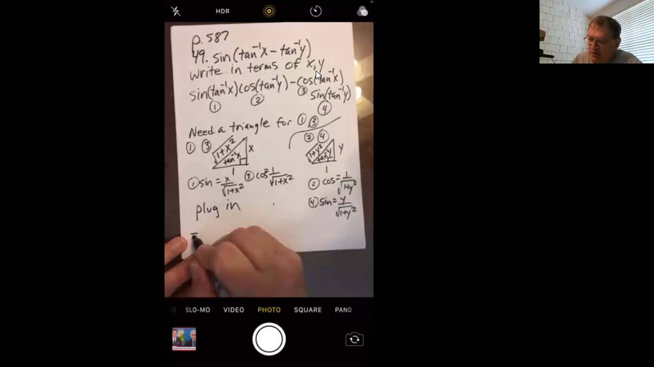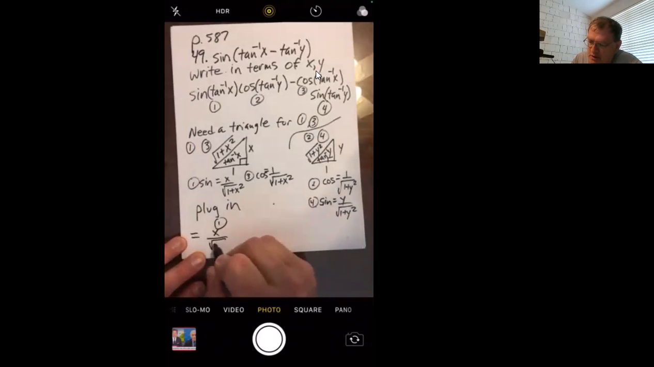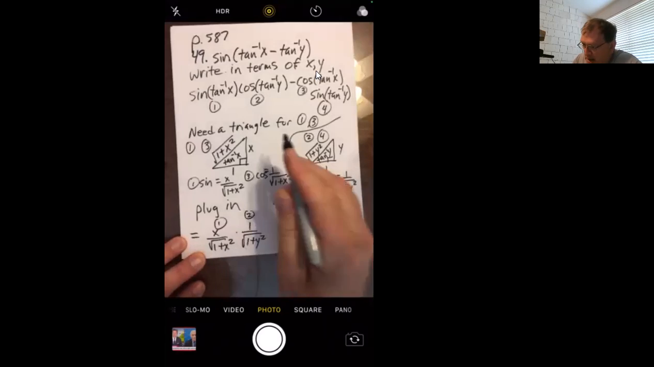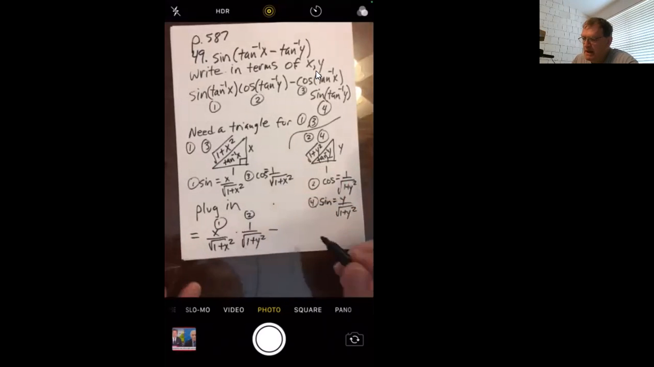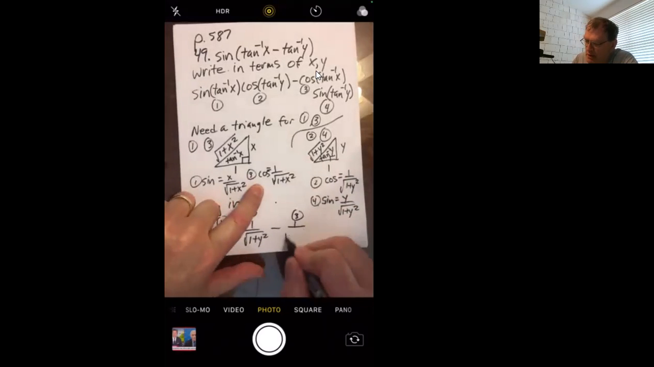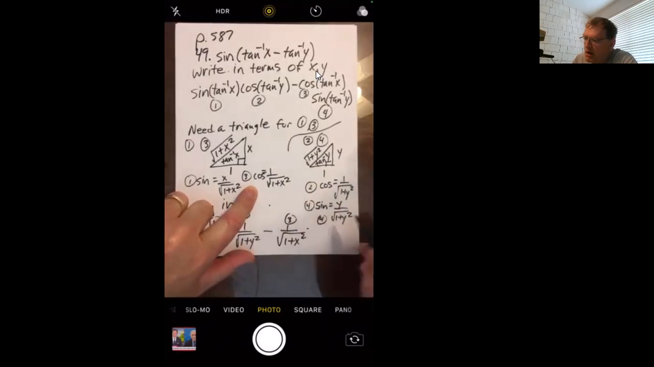All right, let's go on to the next page. Piece 1, sine was x over the square root 1 plus x squared. Piece 2, 1 over the square root 1 plus y squared. That's piece 2. We had a minus sign in the middle. Piece 3 was 1 over the square root 1 plus x squared. And piece 4 was your sine y over the square root 1 plus y squared.